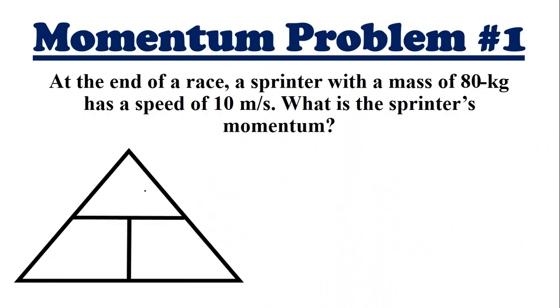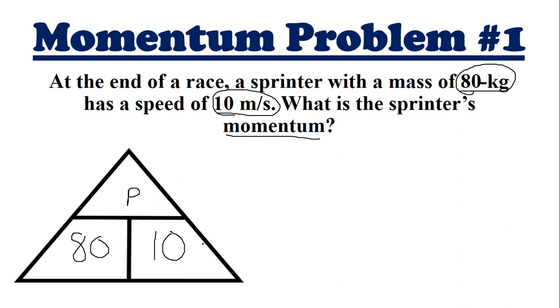So let's look at this first example. It says, at the end of a race, a sprinter with a mass of 80 kilograms has a speed of 10 meters per second. What is the sprinter's momentum? So what are you trying to find in here? Well, you're trying to find the sprinter's momentum. And so we're going to place the letter in the triangle that represents momentum. The letter is lowercase p, and so that goes at the top. At the bottom, we're going to have our mass, which is 80 kilograms, and we're also going to have our velocity, which is 10 meters per second.